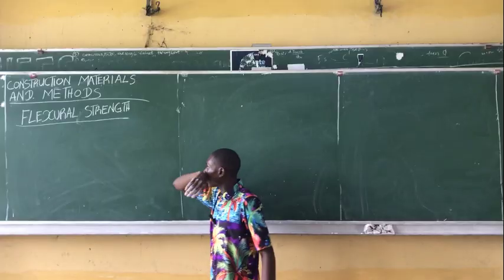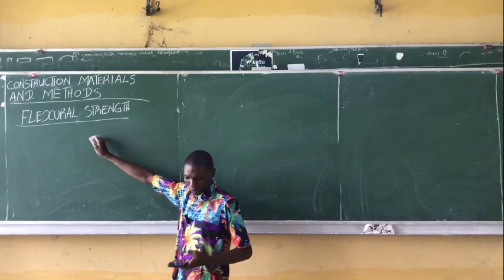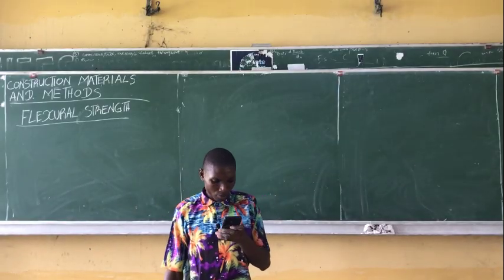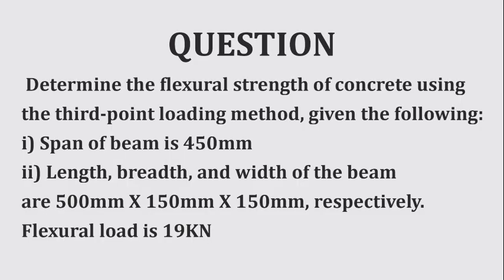Okay, so we'll be taking a problem on flexural strength. We have a sample problem here. It says determine the flexural strength of concrete using the third point loading method. Given the following: span of beam is 450 millimeters, length, breadth, and depth of the beam are 500 millimeters by 150 millimeters by 150 millimeters respectively. Flexural load is 19 kilonewton.